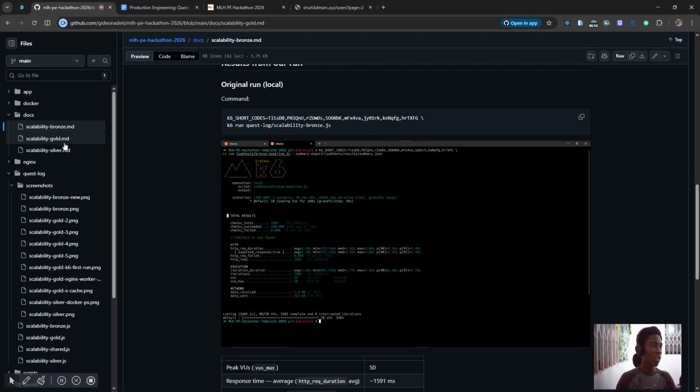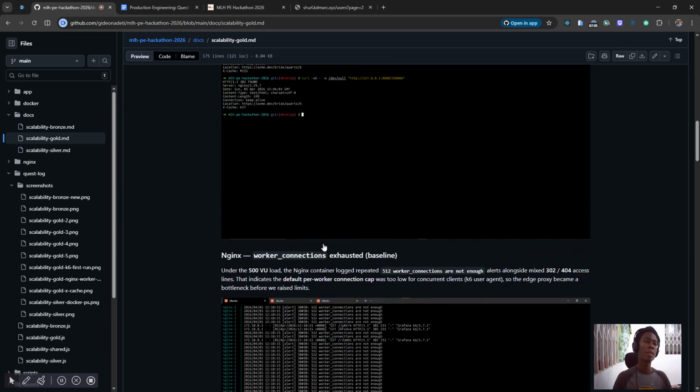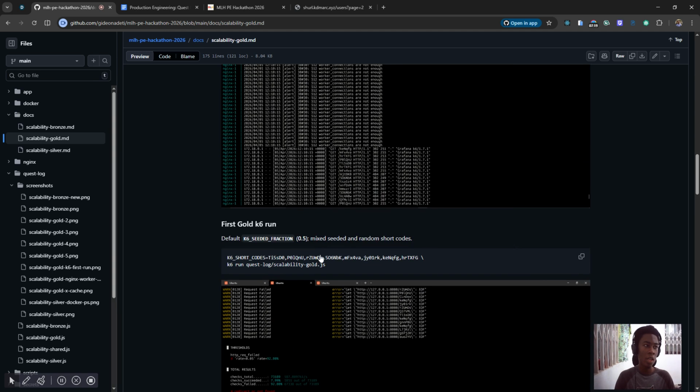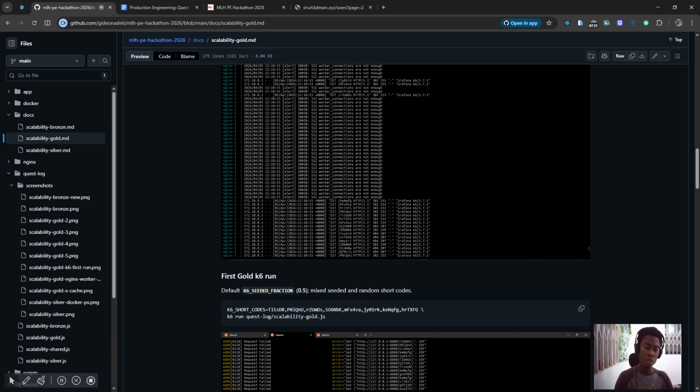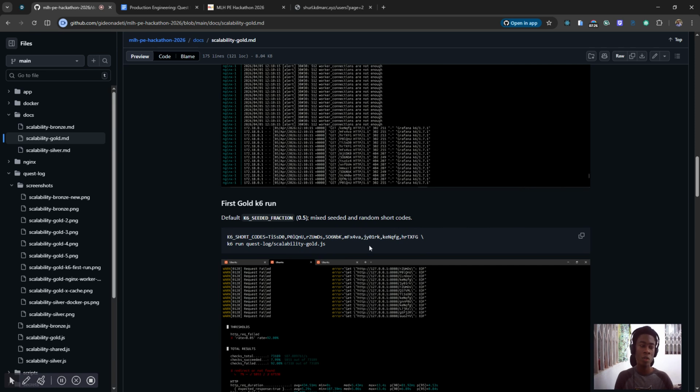This part was quite interesting. I didn't make any changes to my server. I simply increased the concurrent users to 500, and my initial run resulted in this error. Nginx was giving an error that the 512 worker connections were not enough. I quickly fixed this by increasing the worker connections to 4096, multiplying it by 8 times to handle the 500 concurrent users.